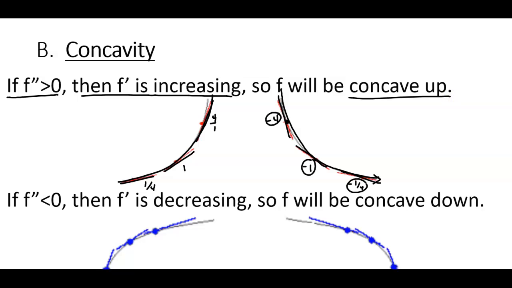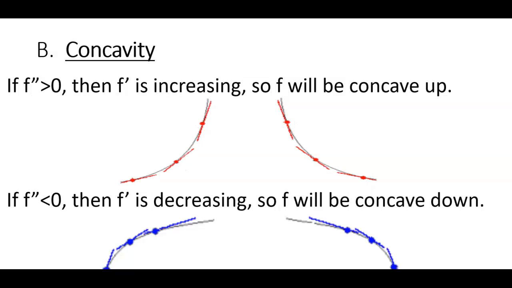So we'll say that again. If f double prime is positive, that means that f prime is increasing, which means that either it's becoming more positive or less negative in the slope. And when that happens, you end up with concave up curves, curves that are bending in an upward direction.